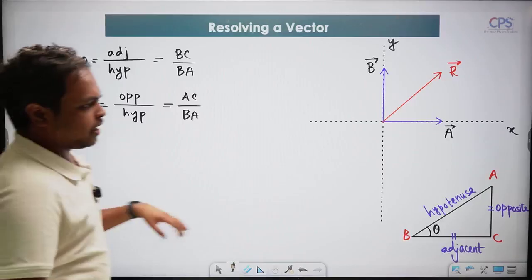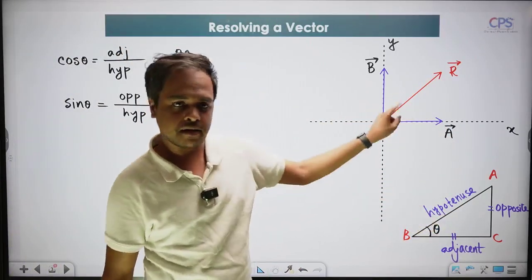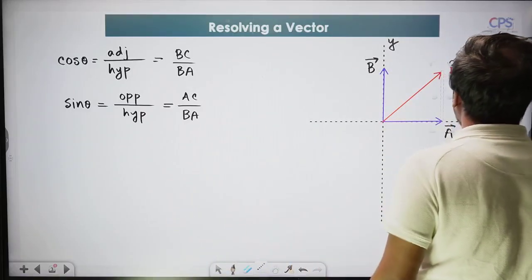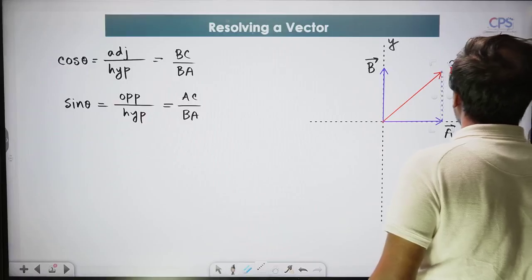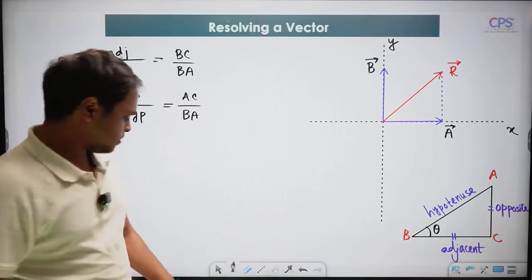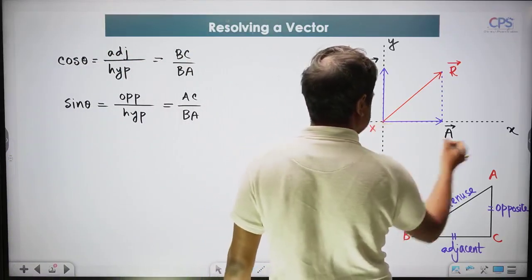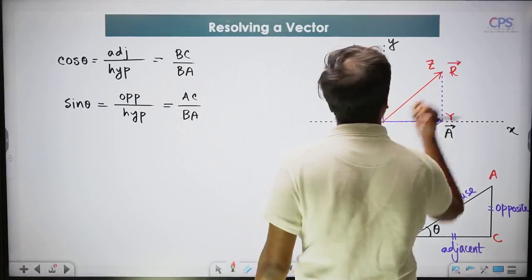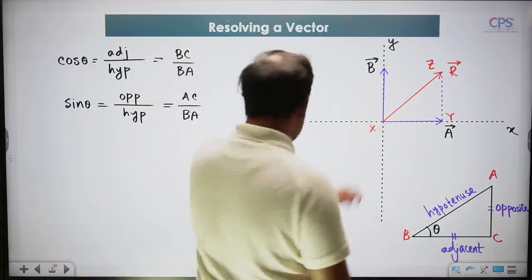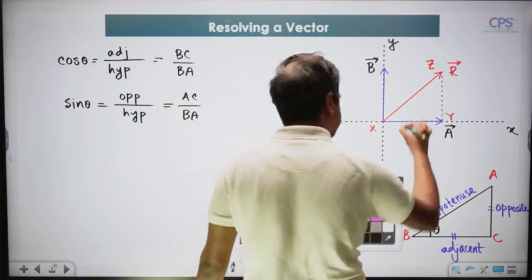Now, if we translate this system to here, you might get a perfectly nice right angle triangle. Check here: let's say this is X, this is Y, and this is Z. Now consider this one is the angle theta, this one.